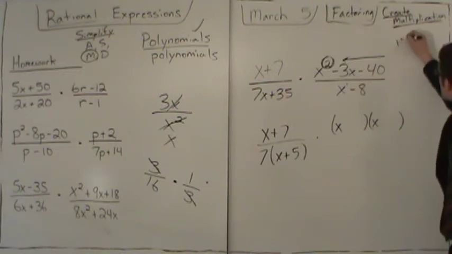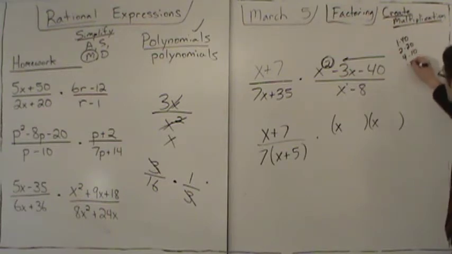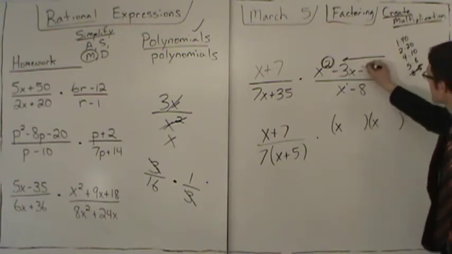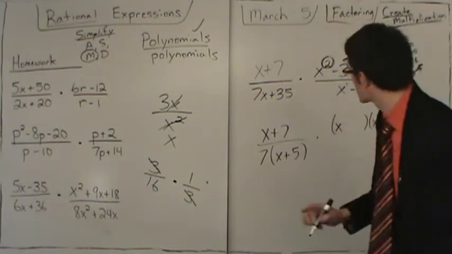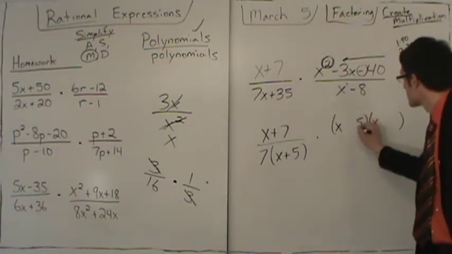What are they? 1 times 40, 2 times 20, 3 does not work, 4 times 10, 5 times 8, 6 does not work, 7 does not work, 8 times 5, we see the repeat. We're looking for factors of 40 that subtract to make 3. What factors of 40 subtract to make 3? Hopefully you say 5 and 8. We put the 5 and the 8.